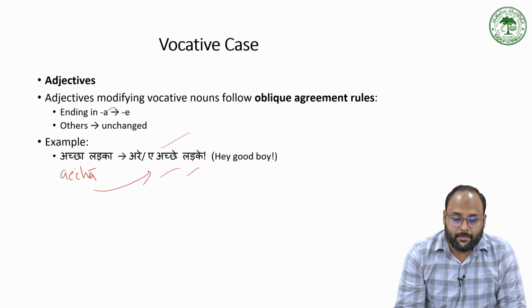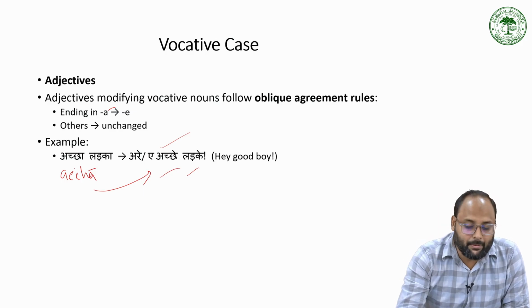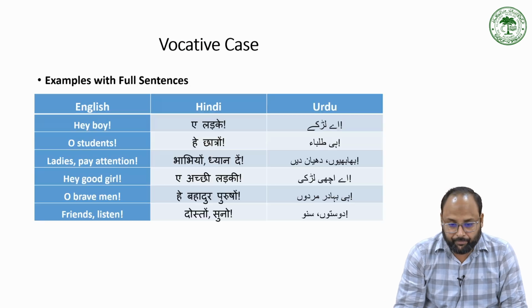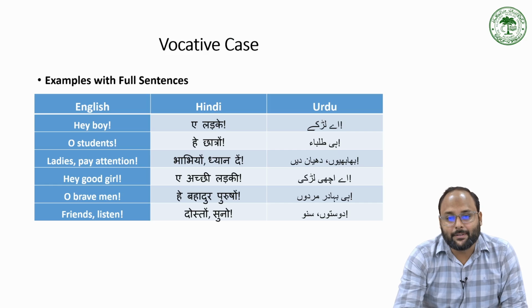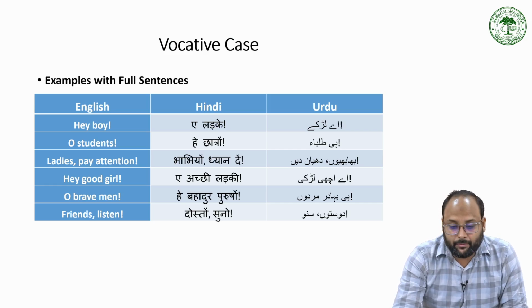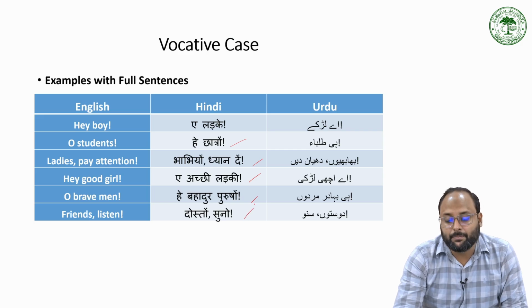So that is the case with adjectives. For plural, it will be 'ऐ अच्छे लड़कों'. So here are examples for the vocative case: ऐ लड़के, ए छात्रों, हे छात्रों, भाभियों ध्यान दो, ए अच्छी लड़कियों, हे बहादुर पुरुषों, दोस्तों सुनो. This kind of expression comes under the vocative case.